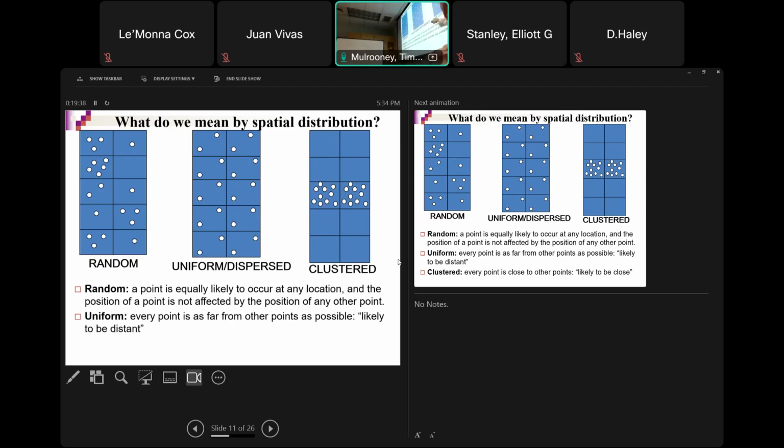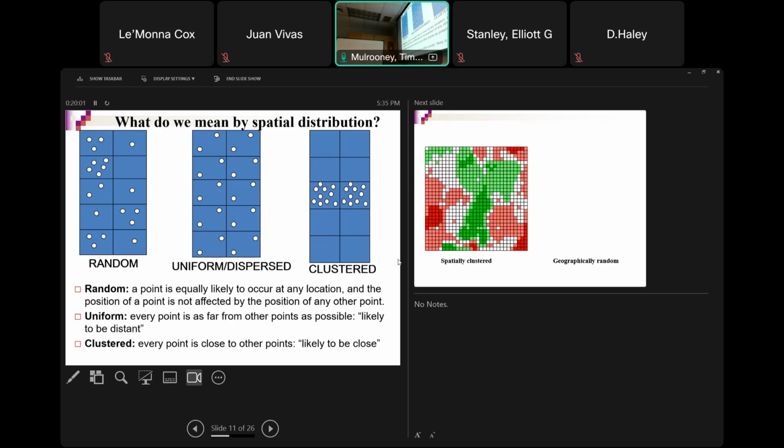It's kind of a combination between uniform and clustered, meaning there should probably be more of them around the dorms, as opposed to other places where there are fewer students. But I don't know. I'm interested to see what it's going to look like. I would definitely hope they're not random. That'd be tough. Uniform means far away, likely to be distant, and clustered means every point is likely to be close to other points.